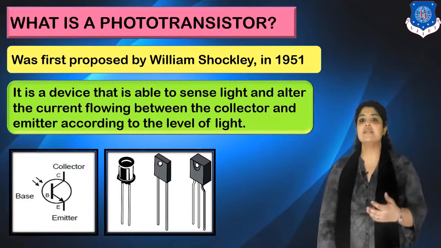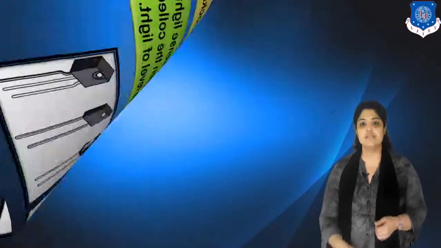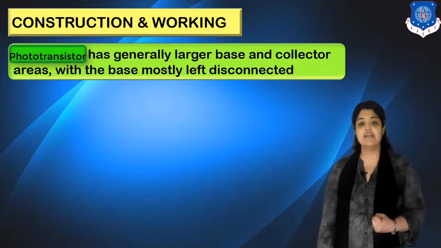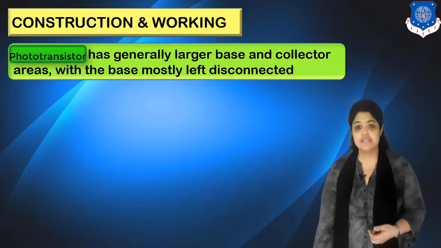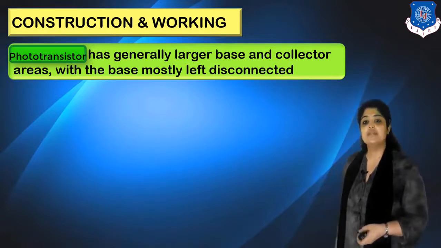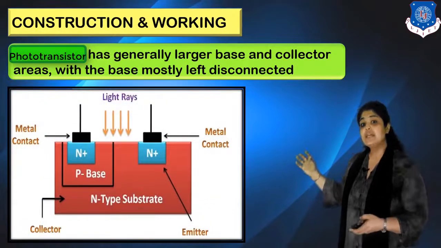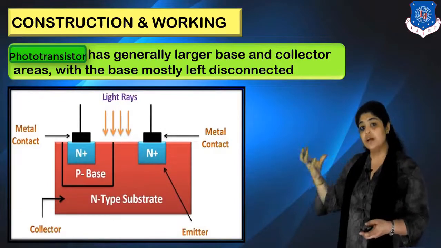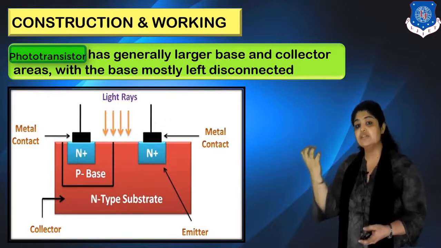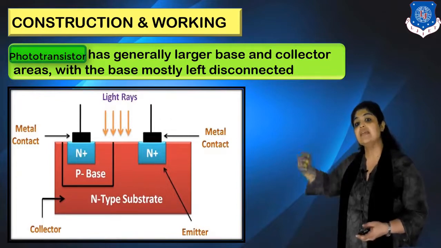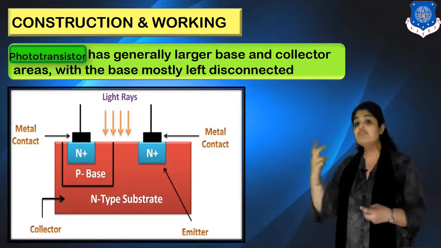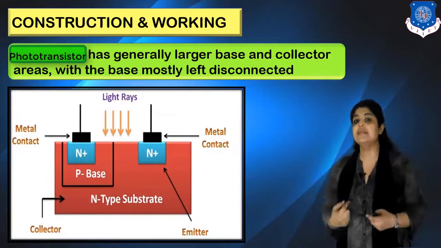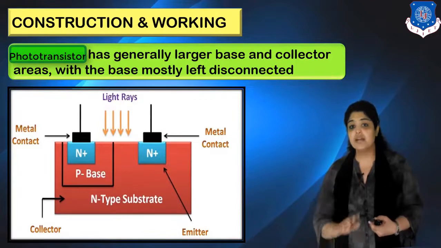Now let's see the construction and working of a phototransistor. A phototransistor generally has larger base and collector areas, with the base mostly left disconnected. This is how a phototransistor looks. You can see there is an N, P and N. The first N indicates the combination of the base, which forms a PN junction. Then you have the collector and the other N as the emitter. You have two metal contacts. One metal contact is connected to the collector and the other one is connected to the emitter. The base is left unconnected.